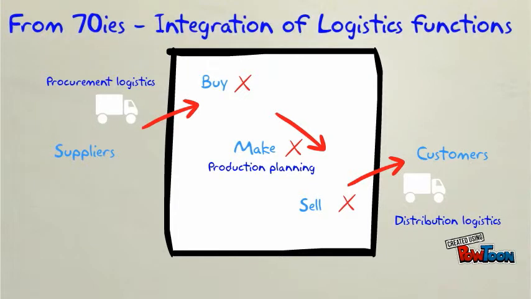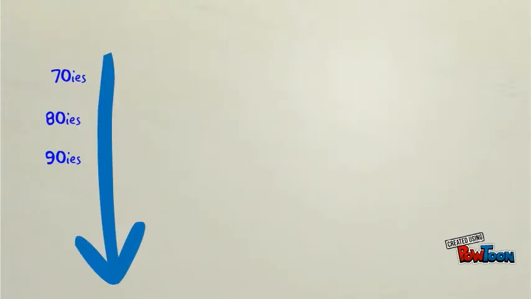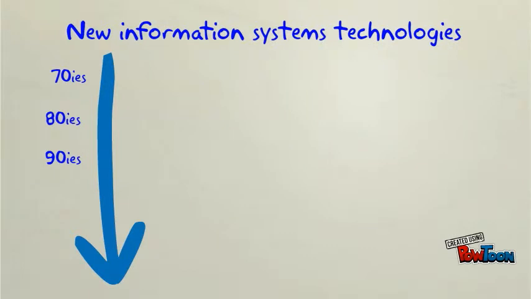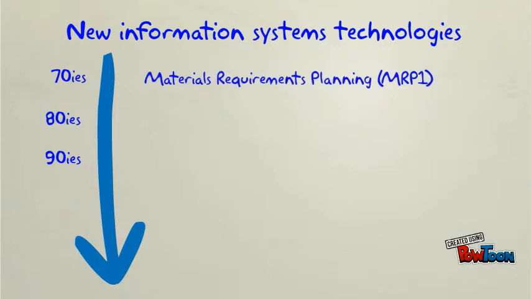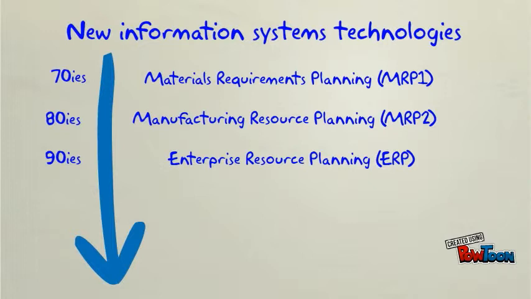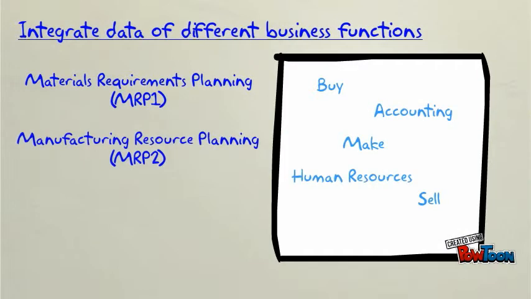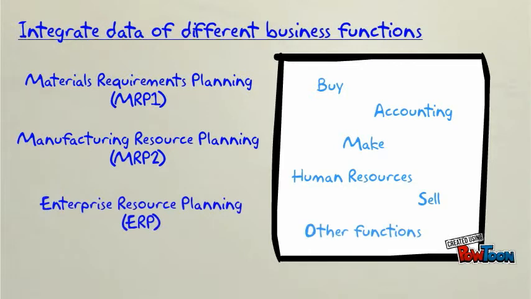Only from the 70s, business academics started thinking about the integration of these logistics functions. Why did this happen? Because new technologies made it possible. These information systems were called materials requirements systems in the 70s, manufacturing resource planning systems in the 80s, and enterprise resource planning systems in the 90s. They could integrate data of different business functions on a strategic and operational level. This was the time when business logistics became integrated.